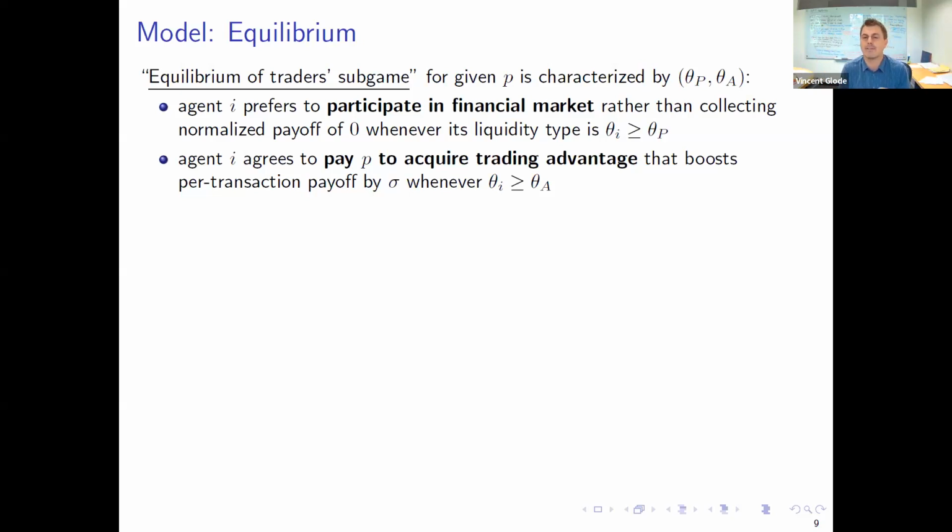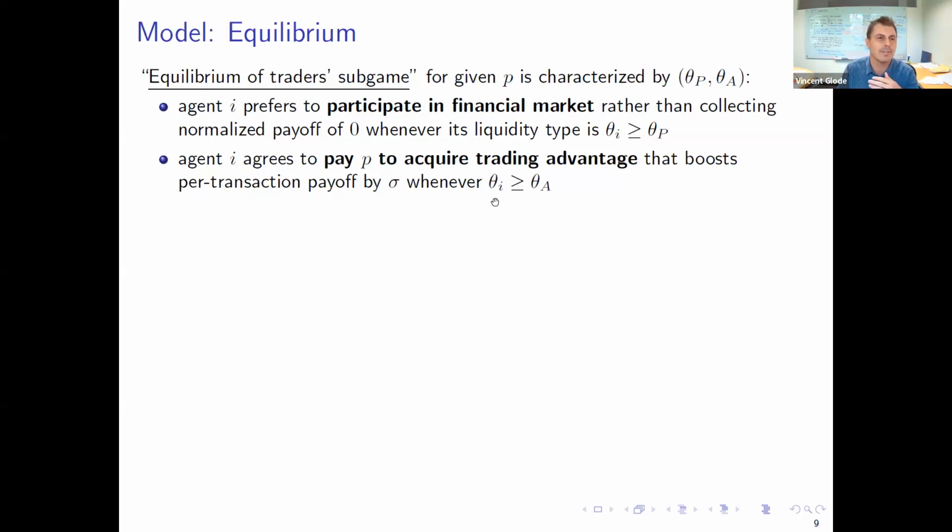Since it is more attractive to participate in financial markets if you're more likely to be supplying liquidity, the decision to participate will be defined by a cutoff. If my type is greater than a cutoff theta P, I participate. Similarly, since it's more attractive to acquire the trading advantage if you're going to supply liquidity often, the equilibrium behavior will be determined by a cutoff. If my type is greater than theta A, I want to acquire the trading advantage.